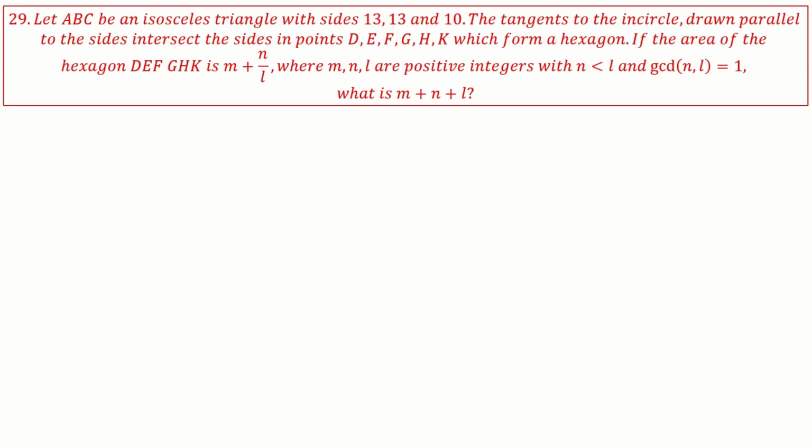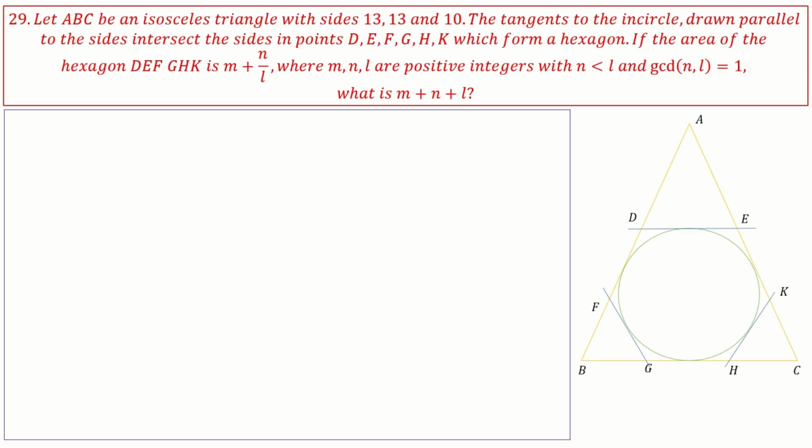Okay, first thing we need to find out is the area of this hexagon. So first let's draw the picture. So this is the ABC triangle and this is the incircle, and you have parallel lines. DE is parallel to BC, FG is parallel to AC, HK is parallel to AB. Now this forms a hexagon D, E, K, H, G, F. The order given here is not correct. We are assuming that they meant to say this hexagon.